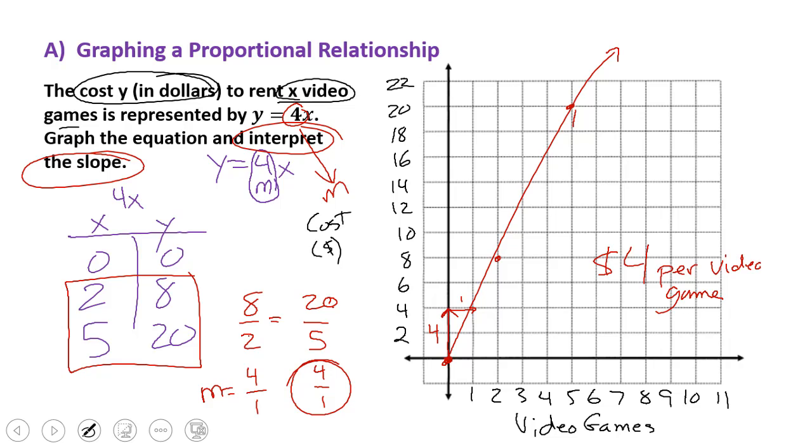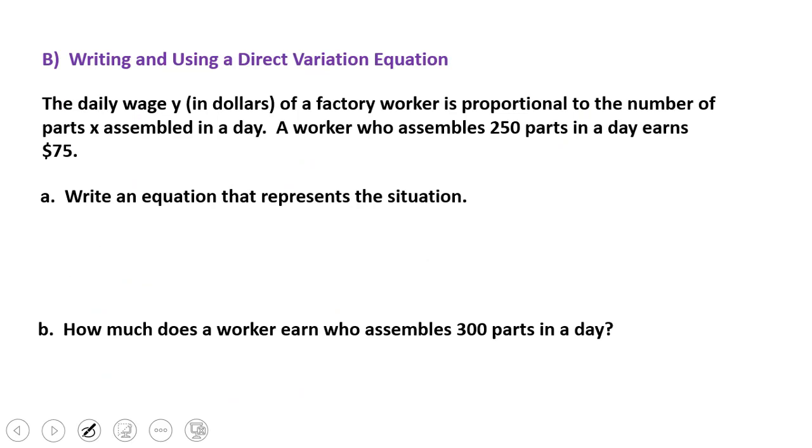The easiest way to interpret slope, ladies and gentlemen, is take whatever label is on your y-axis, in this case cost and dollars, and put it over your x-axis, in this case video games, and put it as a unit rate, if you can. If you can't put it as a unit rate, you simplify it as far down as you can go, and voila, you have the interpretation of the slope. Let's move on. We don't want this to be dragging forever.